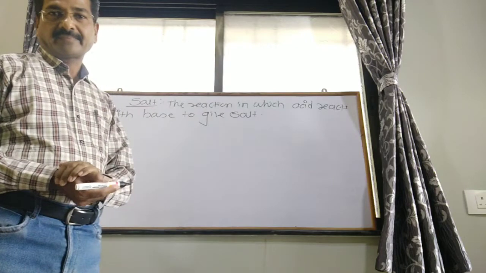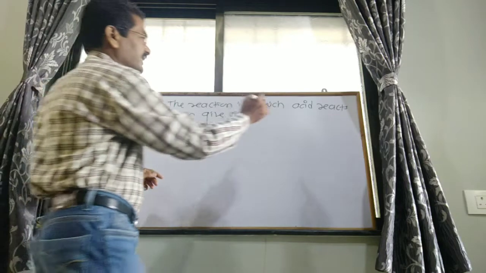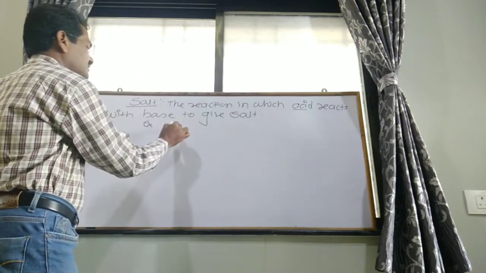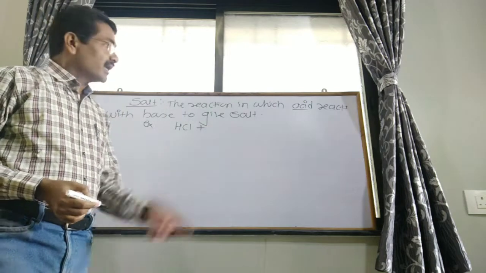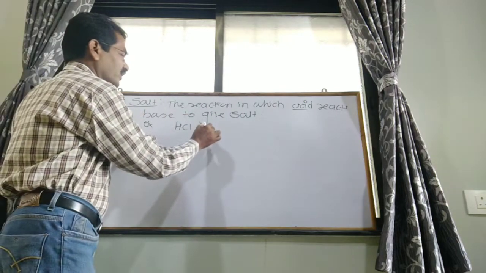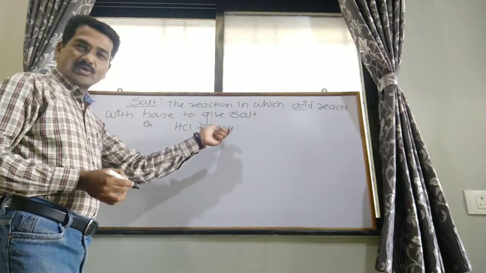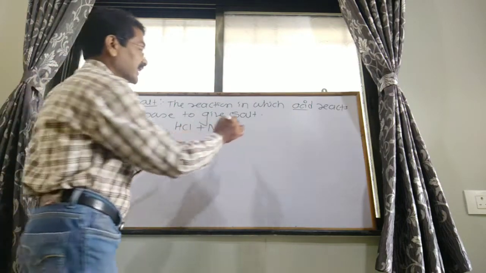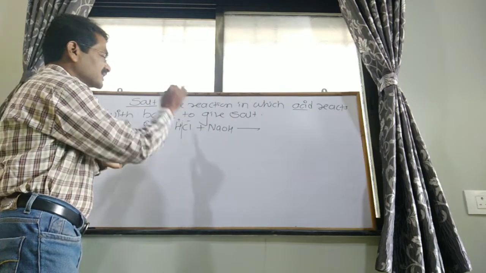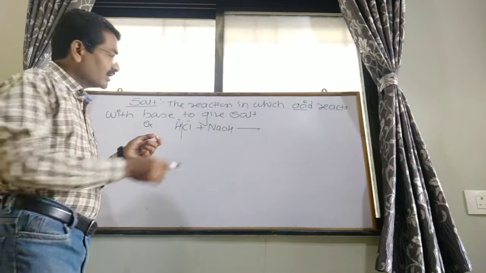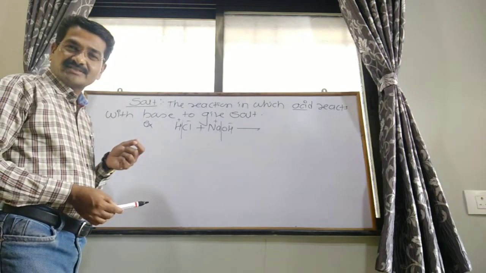This is salt. For example of salt, any acid, for example HCl, hydrochloric acid, reacts with base NaOH. Hydrochloric acid reacts with sodium hydroxide NaOH. Then it gives what? This HCl breaks to give the H plus and Cl minus ions. Again NaOH breaks to the Na plus and OH minus ions.